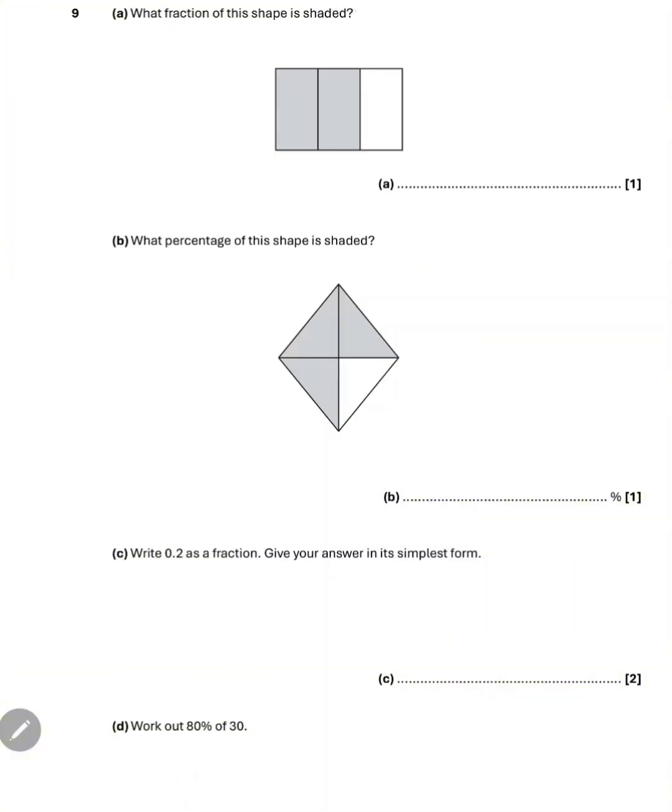Question 9, some basic fraction work. It don't come up a lot, but it could do. What fraction is shaded? We've got 2 parts out of 3 parts, so 2/3. And then this is a bit more challenging, but it's saying what percentage is shaded. Well, we've got 1, 2, 3 parts out of 4 parts. Some people just know that 3/4 is 0.75. If you do 3 divided by 4, remember this is a calculator paper now, you will get 0.75. If you then hit times 100, you'll get your percentage, which is 75%.